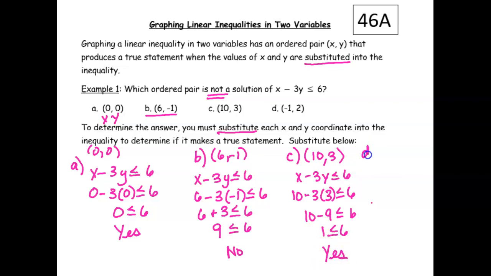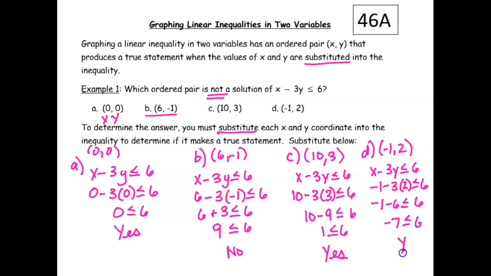And then finally D, we've got (-1, 2). So let's check that one. Again, we're checking it against x minus 3y less than or equal to 6. We plug in our x, we get negative 1 minus 3 times 2 is less than or equal to 6. So we get negative 1 minus 6, and that would be negative 7. Is negative 7 less than or equal to 6? Yes. So the answer would be B, because it's the only one that is a no, and it's asking which ordered pair is not a solution.